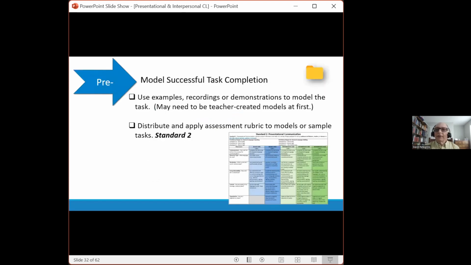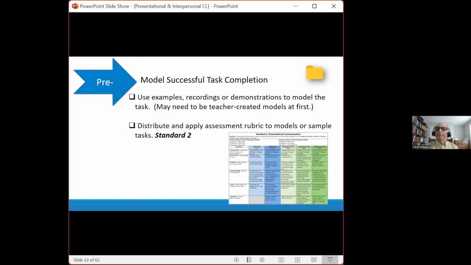So, after selecting a task that corresponds with the language function that is targeted in our unit, and after equipping them with specific language functions that they need, we can model successful task completion. One way to do that with presentational tasks is by examining work samples, often called anchor papers, together with the students. We can also use recordings or demonstrations to model what the task should look like. If you haven't done this before, you're going to have to create these on your own. You can create a model of what you want it to look like.